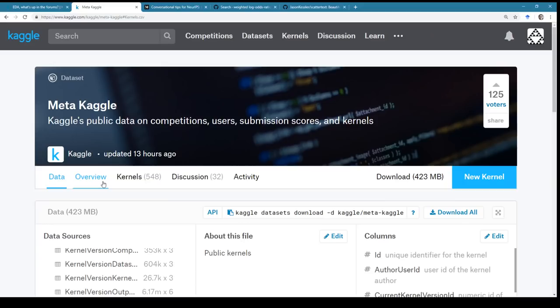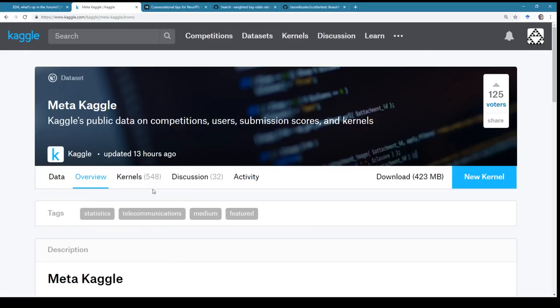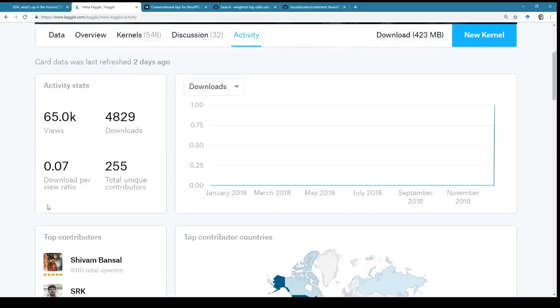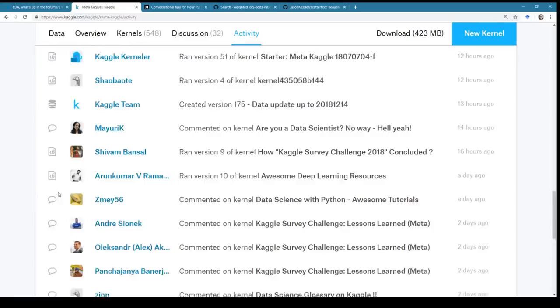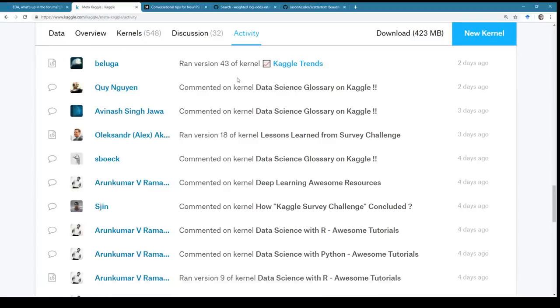Where are the versions? I thought the versions were at the bottom of the data tab. I guess not. Scroll, scroll, scroll. Well, anyway, in here somewhere you can see each of the versions that have been uploaded. Oh, here it is. It's in the activity feed, but there's so much other activity you can't see just the updates.